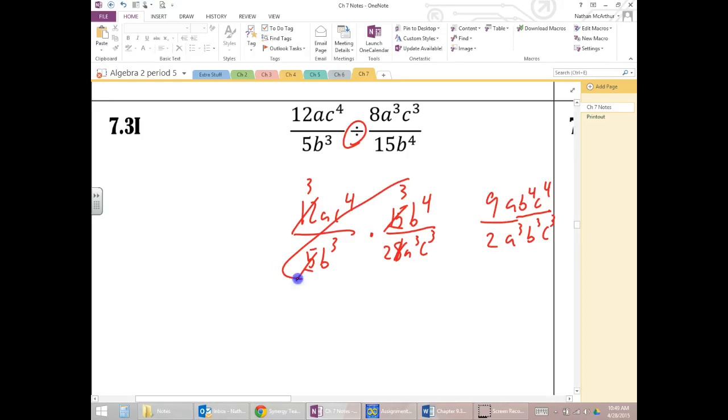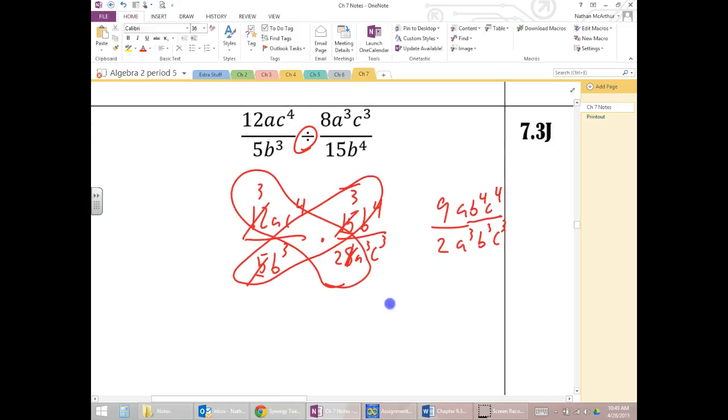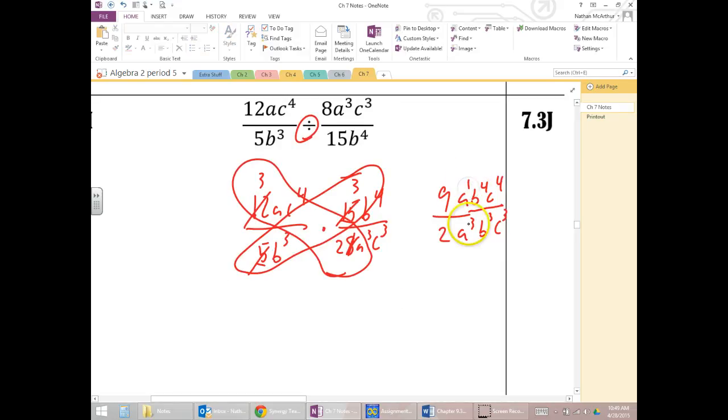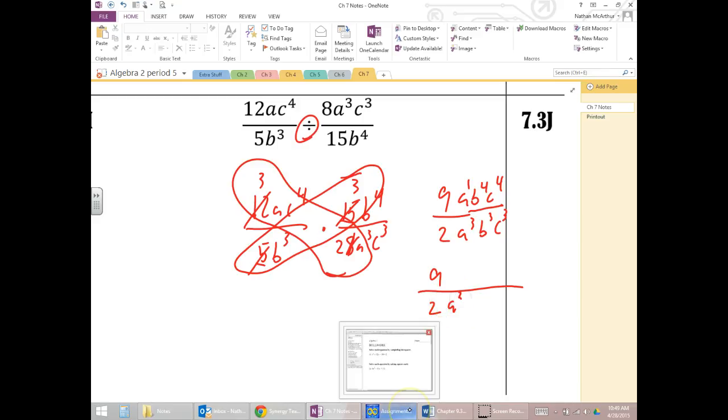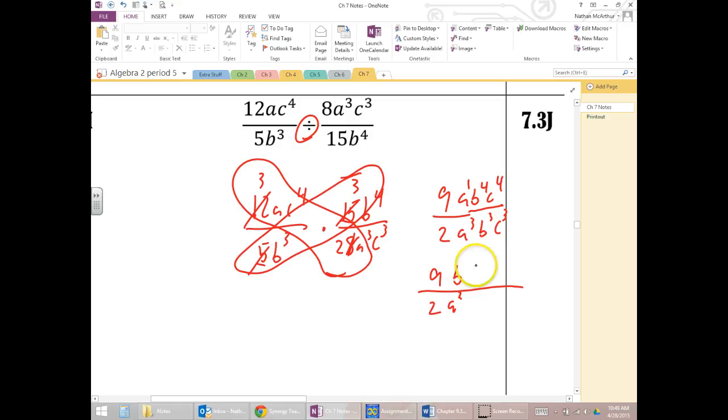I looked at just the 5 and the 15, and that reduced down to be 3. Then I looked at the 8 and the 12, and that reduced down to be 3 halves. So let's simplify the letters now. I have 1a on top and 3a on bottom. If I simplify this, I'm going to end up with just 2a's on bottom. I've got 4 b's on top and 3 on bottom. That means I'm going to have 1 b on top when I'm done with all this. And then I have 4 c's on top and 3 c's on bottom, so I'm going to leave with 1 c on the top.